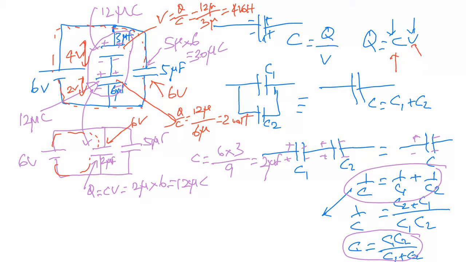So basically we have figured out the charge and the voltage on each one of these capacitors. Just to recap, on the 5 microfarad, the voltage will be 6 volts and the charge will be 30 microcoulomb. On the 3 microfarad, the voltage will be 4 volts and the charge will be 12 microcoulomb. And on the 6 microfarad, the voltage will be 2 volts and the charge will be 12 microcoulomb. So that's the way you deal with these capacitor problems.